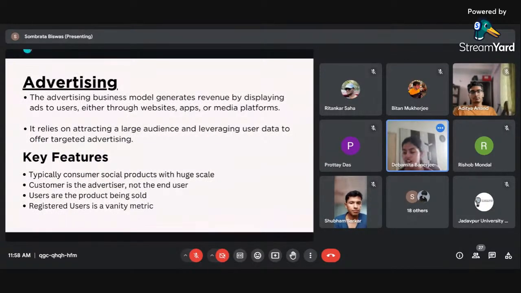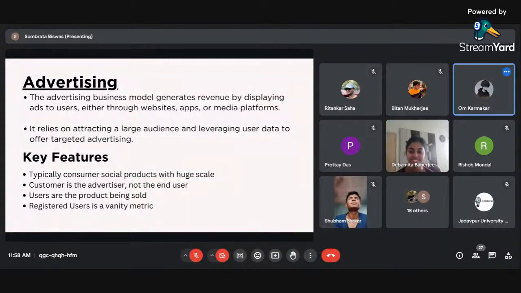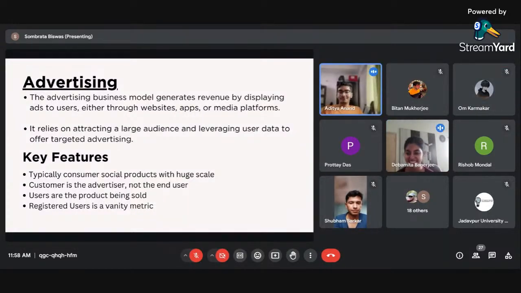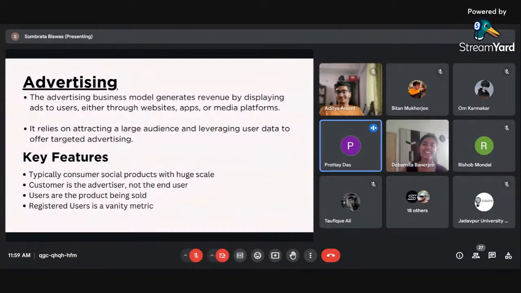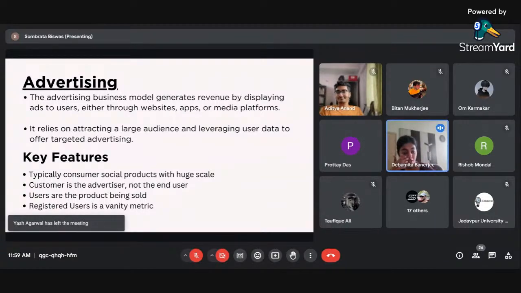Advertising. Who makes money through advertising? What are the biggest companies in the world that are making money through advertising? Google. Yes. Spotify. Yes. I hate Spotify advertising, but yes. Who else? YouTube. Yes. Facebook. Tell me one Indian company that's making money through advertising. Jio7. Yeah, true. Jio7. Yes.